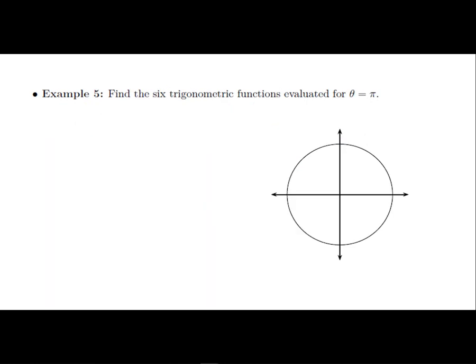All right, here I'd like to evaluate all 6 trig functions again, but let's do this at theta equals pi instead of pi over 2, which is right there. All right, so let's go through the list here. Sine of pi, we'll go through these rather quickly. The sine of pi is 0. The cosine of pi, of course, is -1, right?